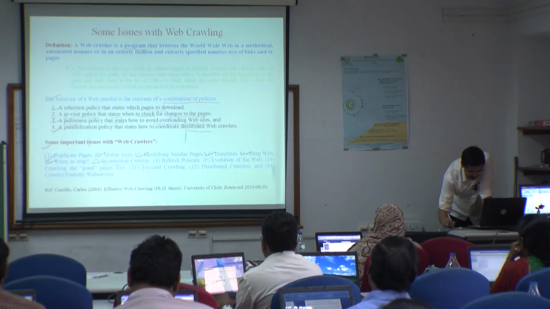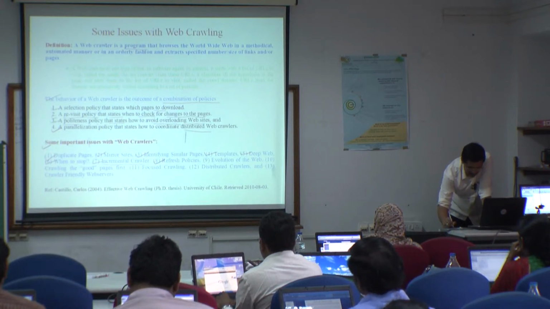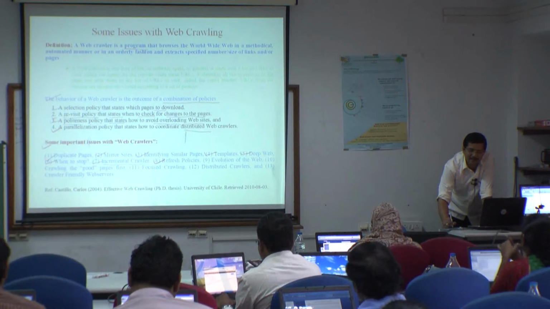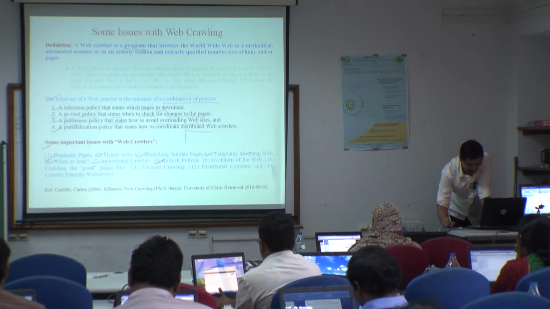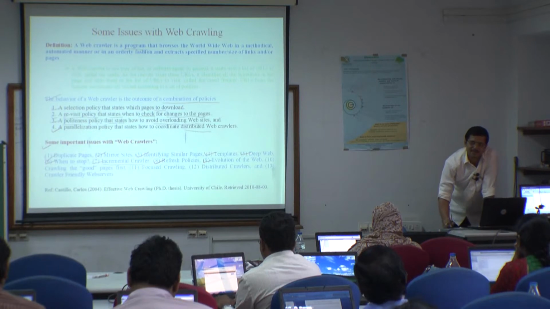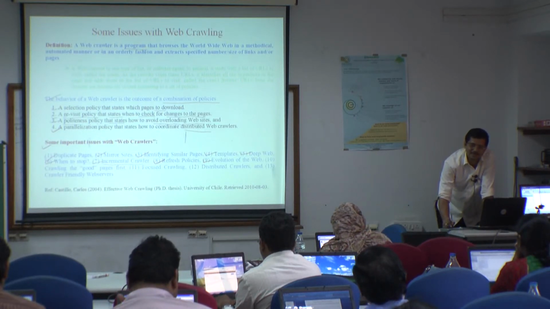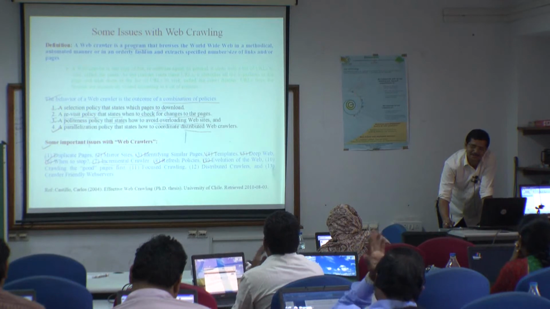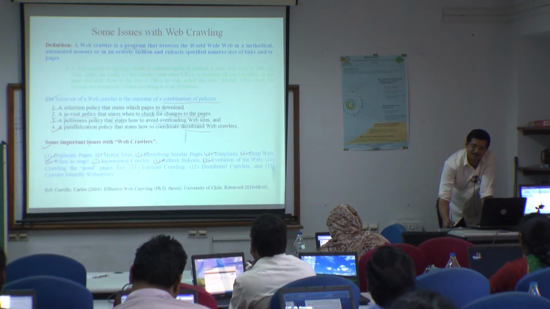Eighth is the refresh policy. How to refresh? Because every time it may capture your complete main memory. Ninth is the evolution of the web. The best example of evolutionary web pages is Wikipedia, where every time they suffer either modification, deletion, updation or addition of new pages.